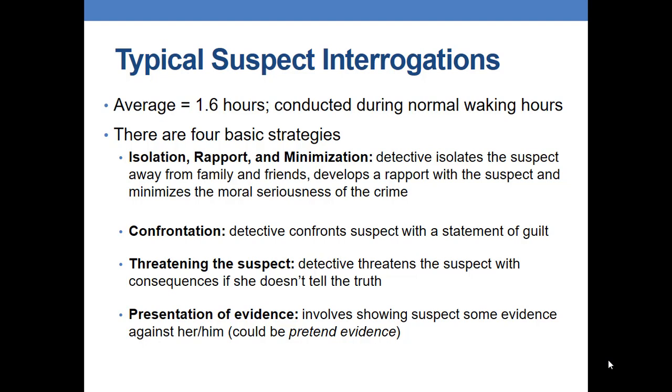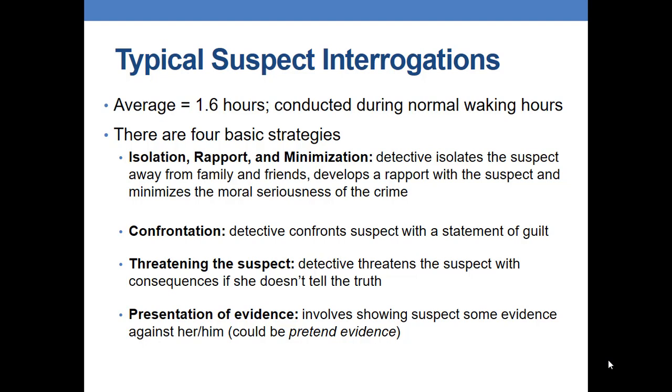The second, confrontation, involves confronting the suspect with a statement of guilt and a case file to appear there is evidence against him. Essentially, the detective accuses the suspect of a crime and suggests that the paperwork in the file establishes his guilt. The third technique, threatening the suspect, has a detective threaten the suspect with consequences if she doesn't tell the truth. The fourth technique, presentation of evidence, involves showing the suspect some of the actual evidence against her.